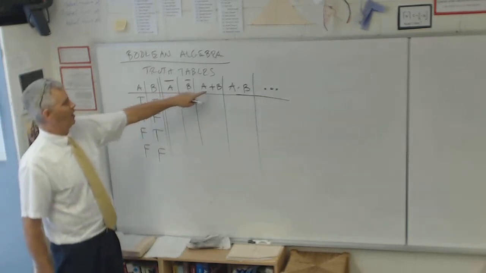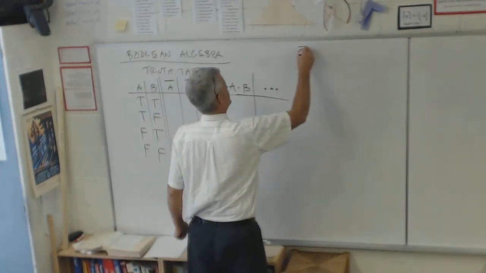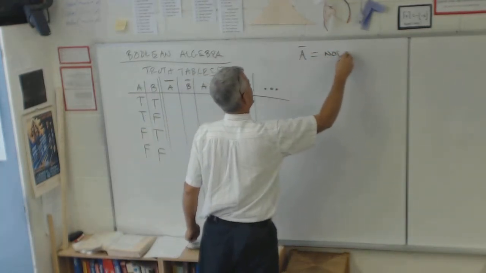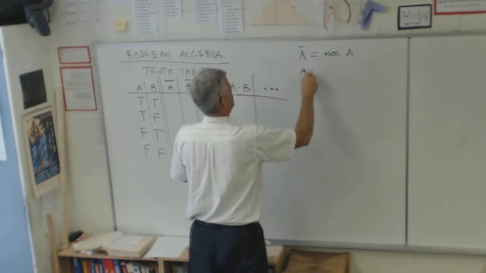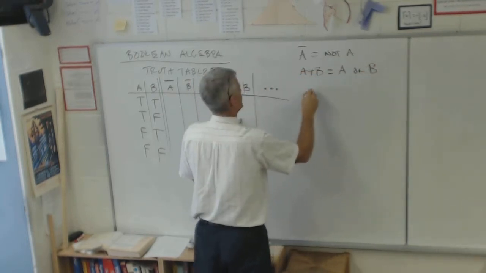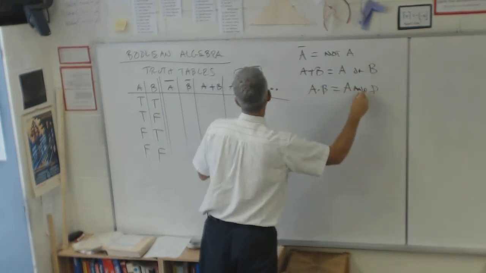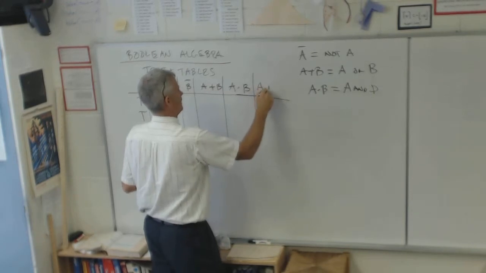Now, you have to know that A bar is the same as not A, that A plus B is the same as A or B. You need to know that A times B is A and B. And I really need to do one more here.